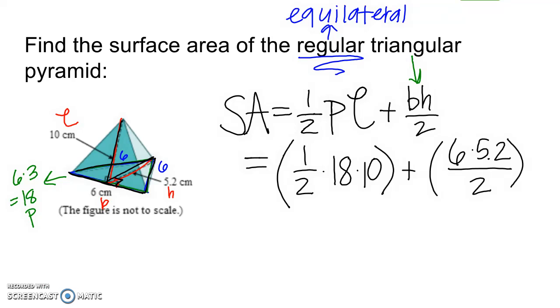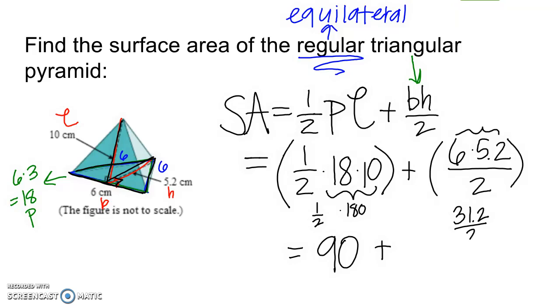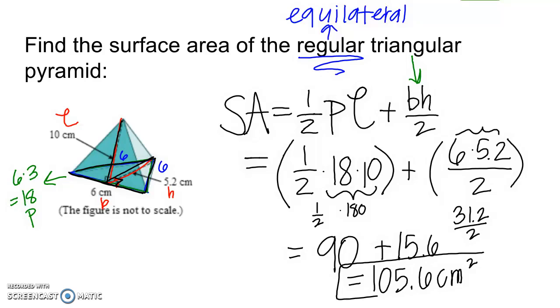Okay. So now we are going to follow order of operations and multiply. 18 times 10 gives me 180. And then times 1/2 is the same as divided by 2. That's going to give me 90. Okay? And then here I multiply 6 times 5.2. Punch it in my calculator. That gives me 31.2. I divide that by 2. And that gives me 15.6. Last step is to add 90 plus 15.6, 105.6, and my units are centimeters squared. And we're done.